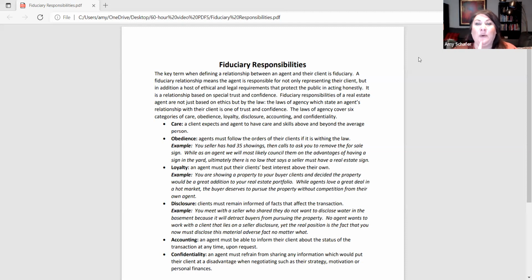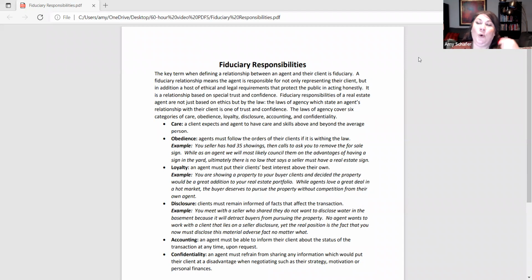Obedience means that you must follow the client's orders, but within the law. Okay, you've got to follow their lawful instruction. So a great example that I've seen is you have a new listing and you get 35 showings for the seller. And they call you and say, you know what, Amy, we'd like for you to take the sign out of the yard. Now, on a test question like that, there's probably a couple good avenues that they could take you down on the best answer.